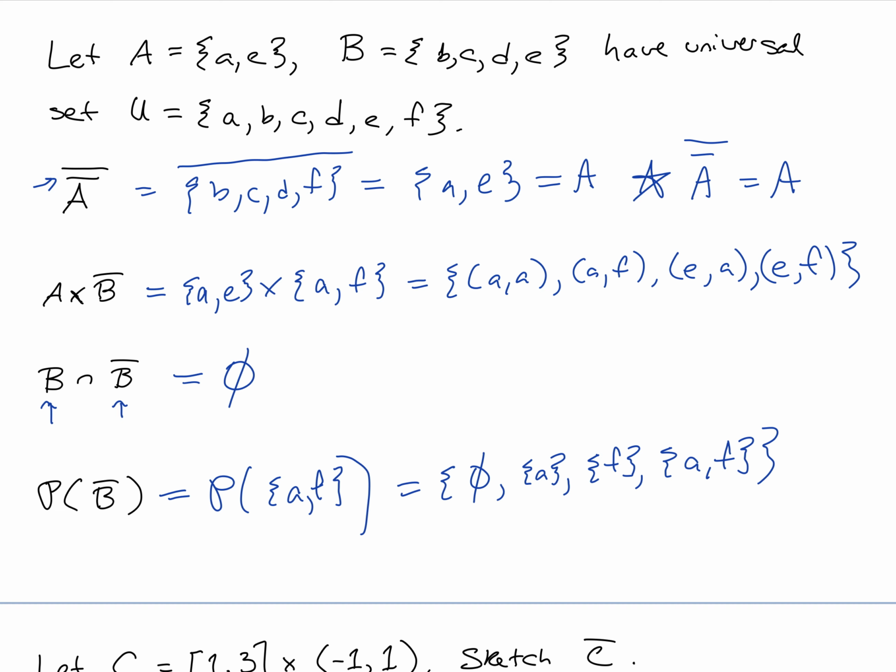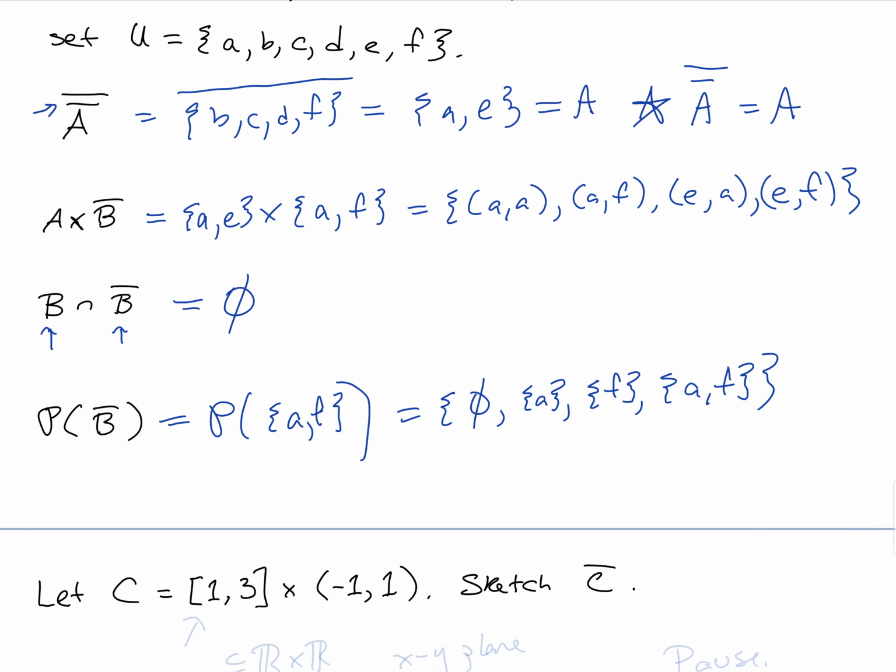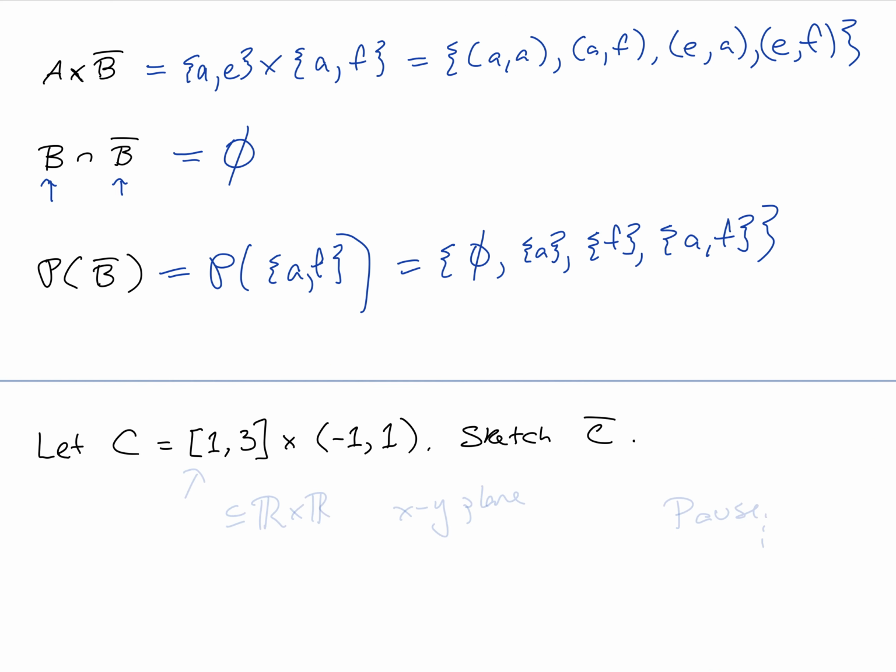So here's one last problem I'd like you to try. If C is the Cartesian product of the closed interval 1, 3 with the open interval from -1 to +1, then sketch C complement. And as usual, we assume that such a Cartesian product is a subset of the reals cross the reals, or in other words, the XY plane. So pause, sketch that set, and we'll look at it.